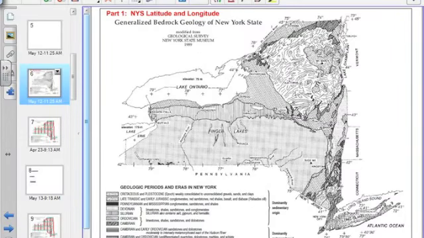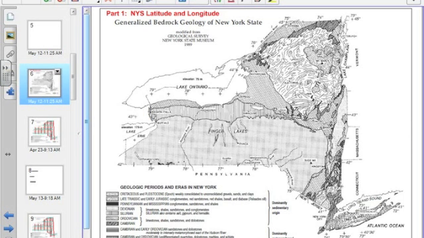Now we're going to take a look at the Generalized Bedrock Geology of New York State map found on page 3 of your reference table. Now this map of New York State shows us many things, so many that we will revisit it several times throughout the course. For right now, I'd like to focus on several major features and locations found in the state.